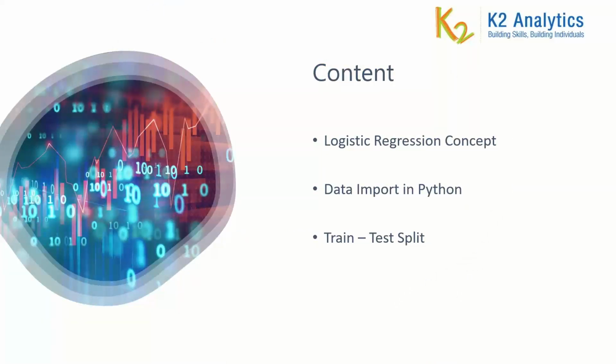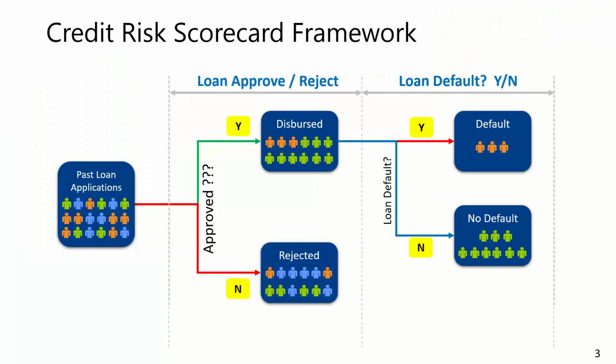So far what we have done is, we understood the logistic regression concept, imported data in Python, and did a train test split. We have understood the concept of training and testing. As part of training and testing, we are using a validation approach. As such, we split our data into three: development sample, validation sample, and a holdout sample.